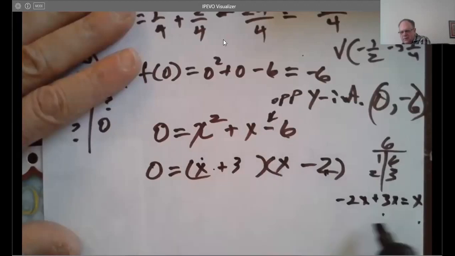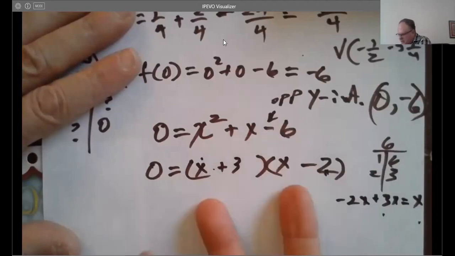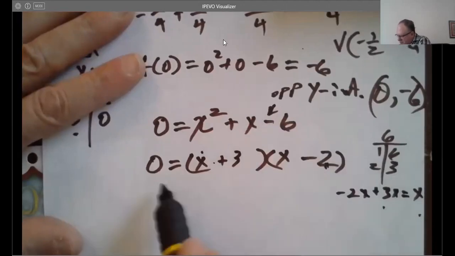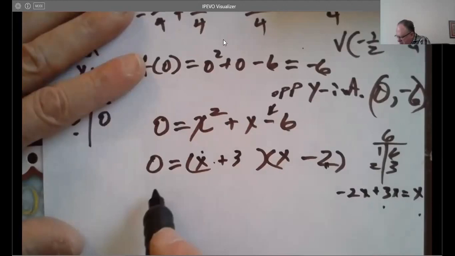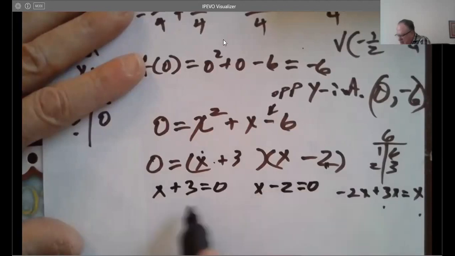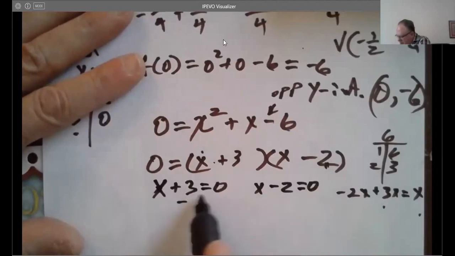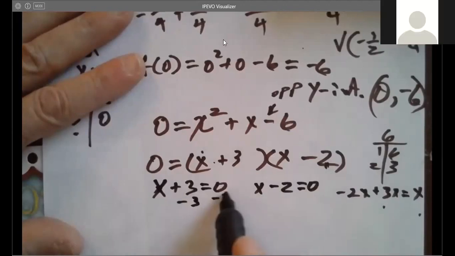If the number was right, but the sign was wrong, then all you'd have to do is switch the signs. Now at this point, we set each factor equal to 0. x plus 3 equals 0, and x minus 2 equals 0. And so now we have to solve for x here.